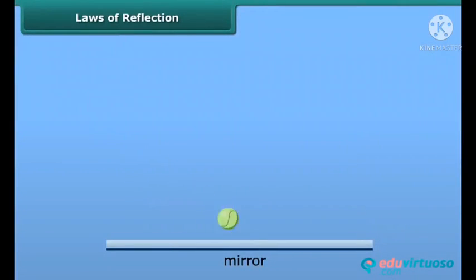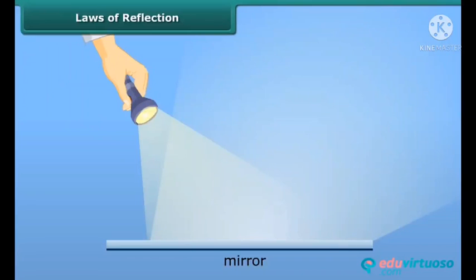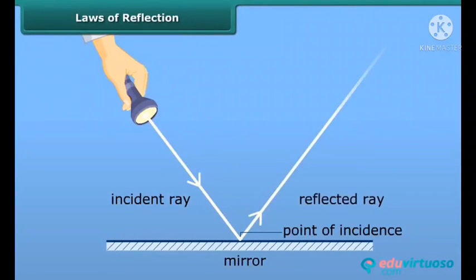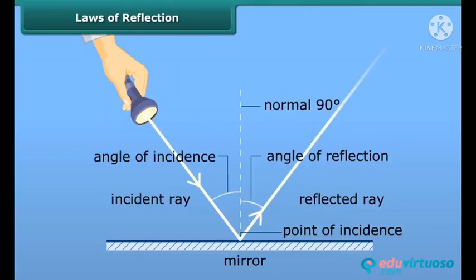Just as a ball bounces off a wall when we hit it, similarly, the light bounces off objects when it strikes it. The most important fact is that the angle at which the light strikes an object is the same as the angle at which it gets reflected. Let us study about it in detail.